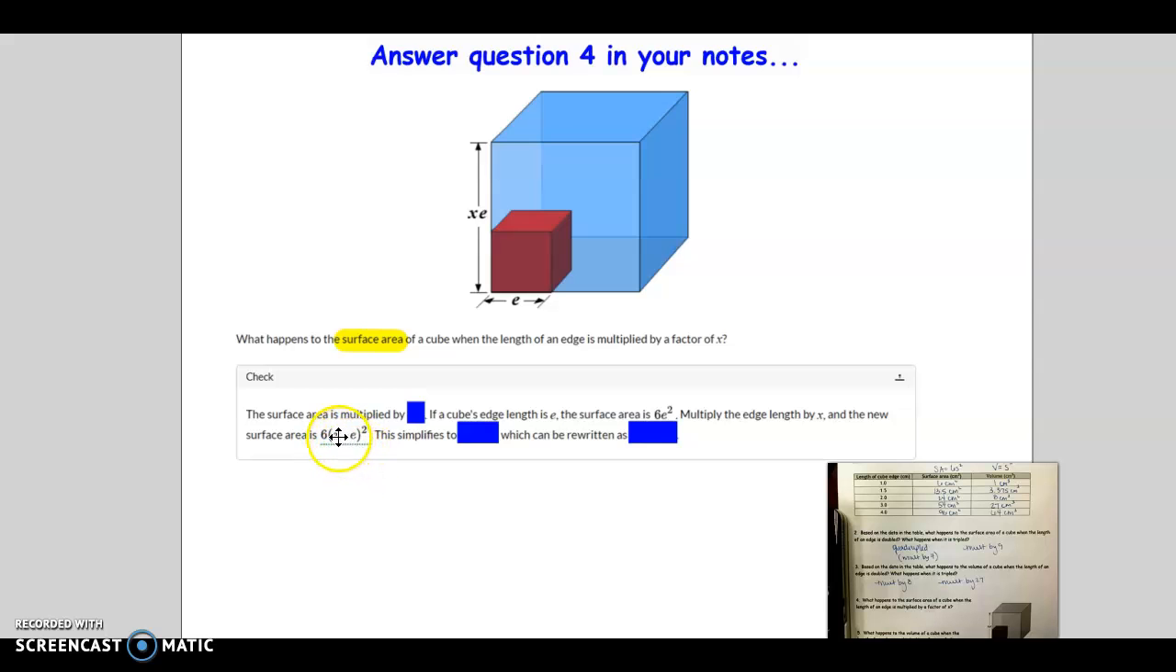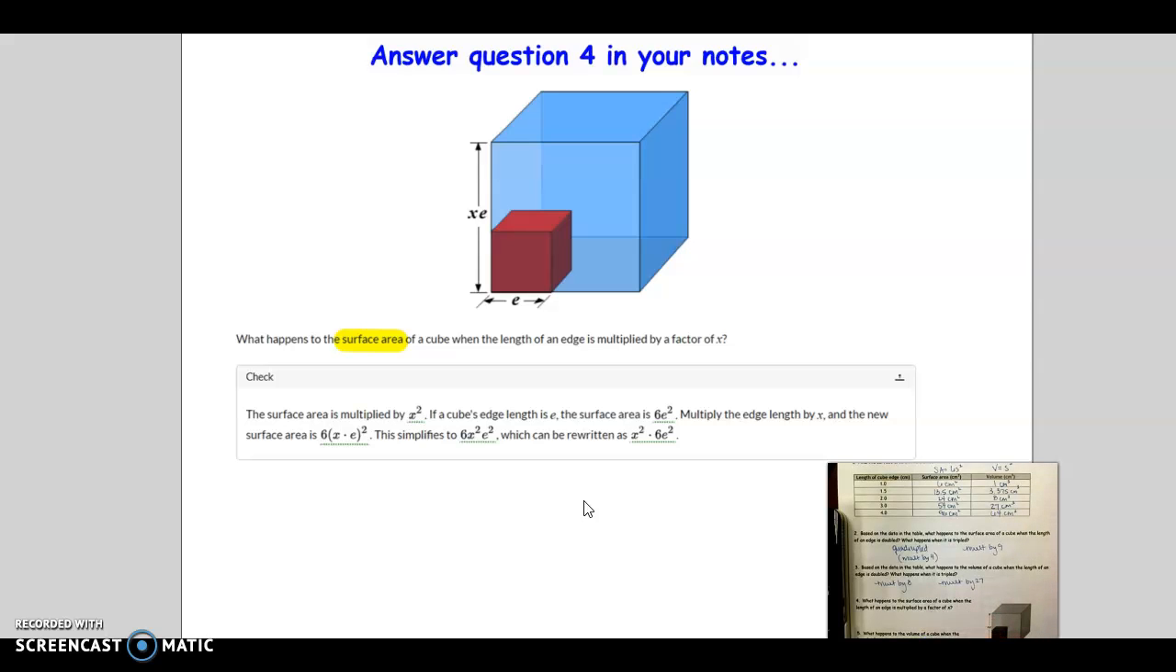Now this simplifies because each one of these is being raised to the power of 2 to 6x squared e squared. Now in order to compare it to our original surface area of 6e squared, we're going to use what's called the commutative property, which means the order of this multiplication does not matter. So I'm going to move the x squared up front and show that it's x squared times the original surface area of 6e squared. So what happens to the surface area of a cube? When the length of the edge is multiplied by a factor of x, the surface area is multiplied by x squared. So that is your answer to number 4.